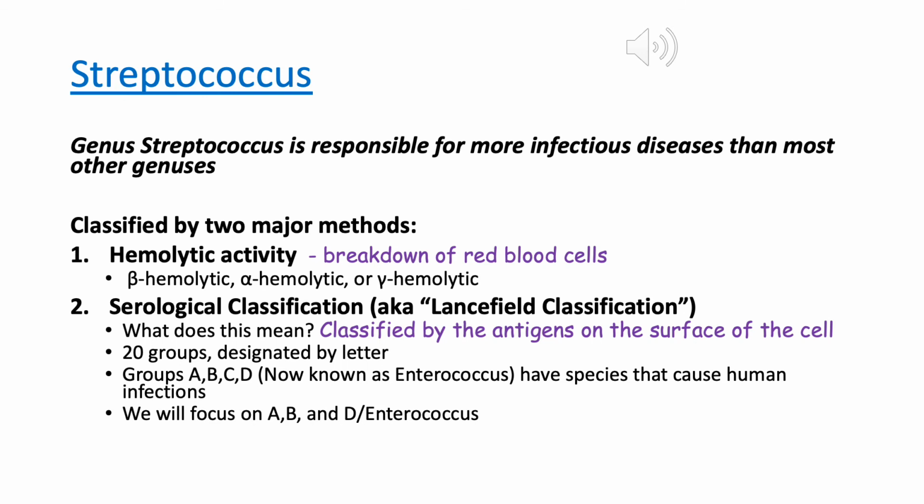And there's 20 different groups of Streptococcus, and they're designated each with a letter. Groups A, B, C, and D. D is now known as Enterococcus. They all have species that cause human infections. And today we're going to focus on A, B, and D, or Enterococcus.